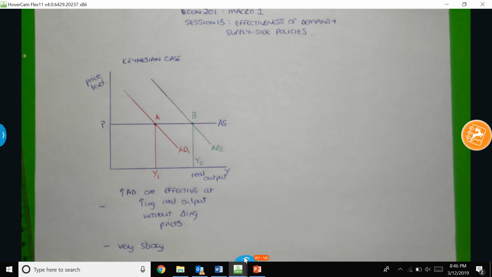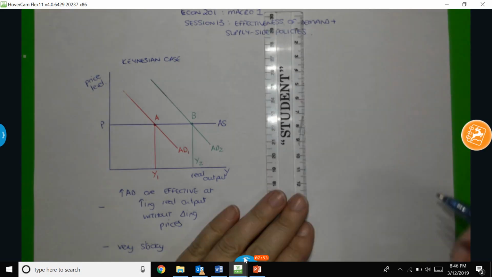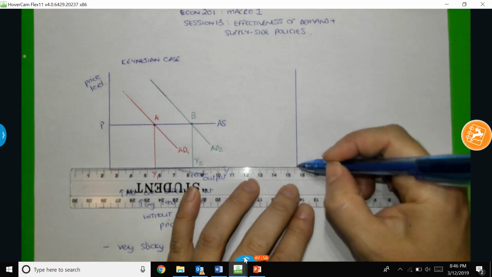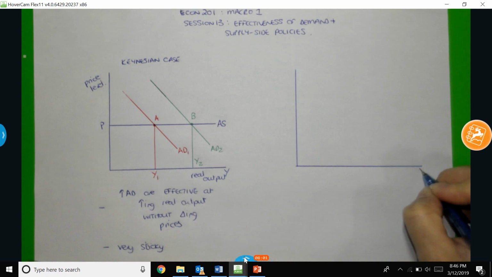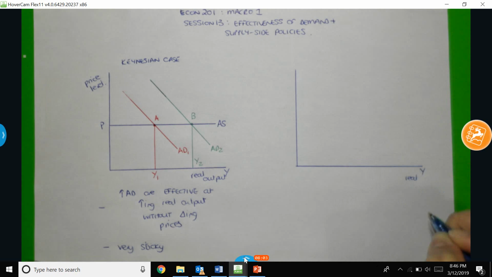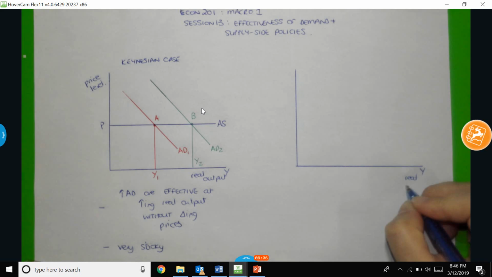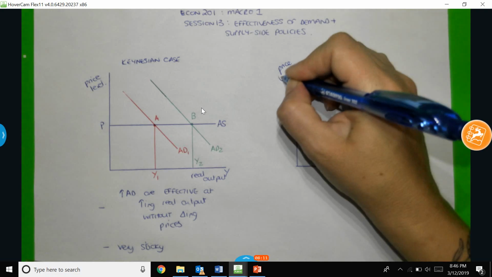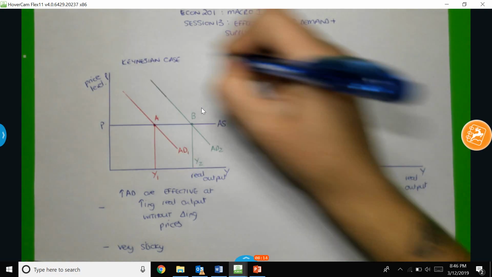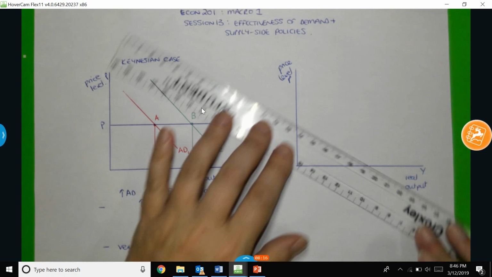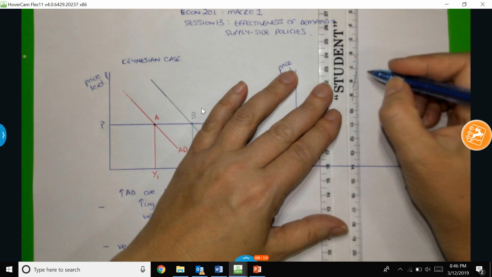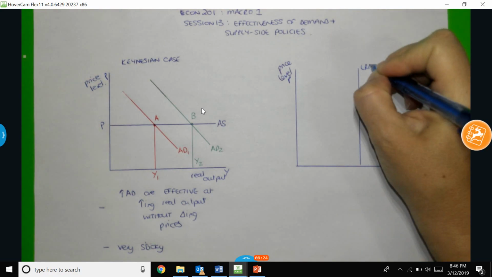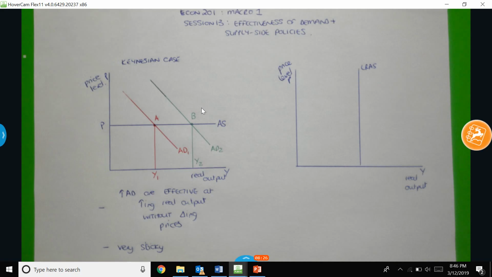We contrast that with the classical case. So in the classical case, we're still measuring real output on the horizontal axis and the price level on the vertical axis. But now, when we draw in the aggregate supply curve, it is vertical. And we can sometimes even see that explicitly referred to as the long run aggregate supply curve.